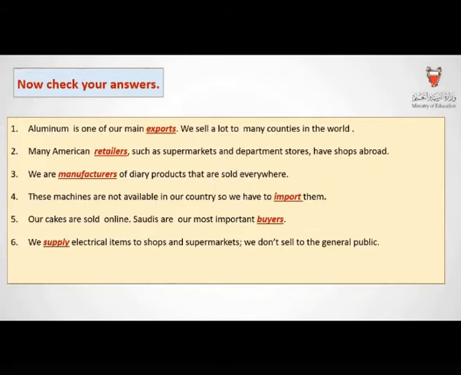We sell a lot to many countries in the world. Of course, you can use it as a verb and you can use it as a noun. So we have many exports, products and goods that we take to other countries to be sold. And of course, you can use it as a verb, to export. It means to take things or to take products and items and goods to other countries to be sold. So you can use it as a noun and you can use it as a verb.